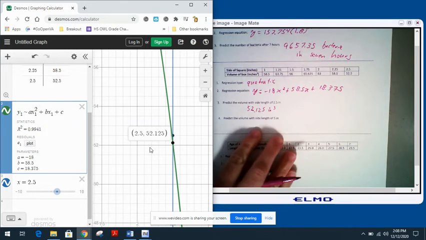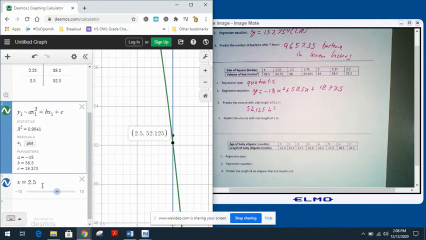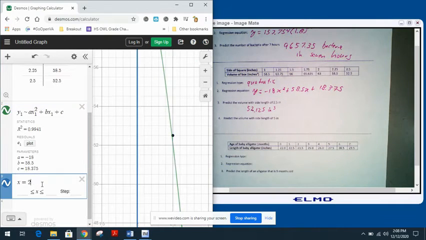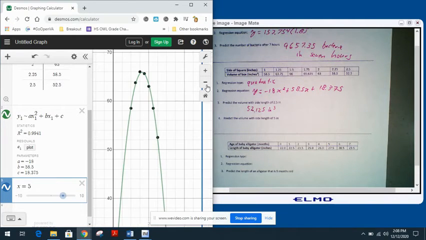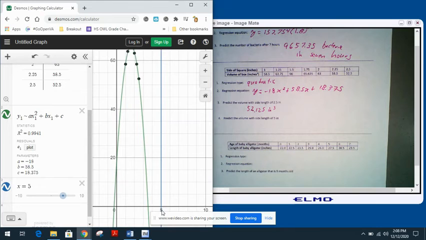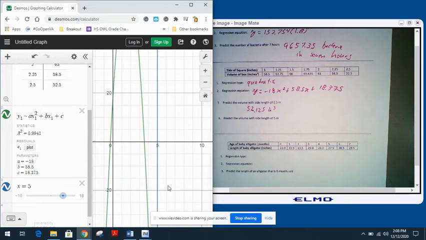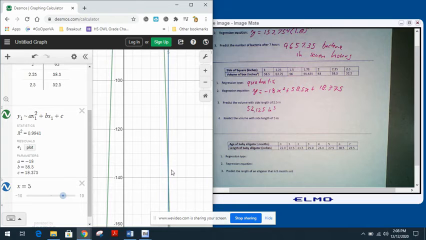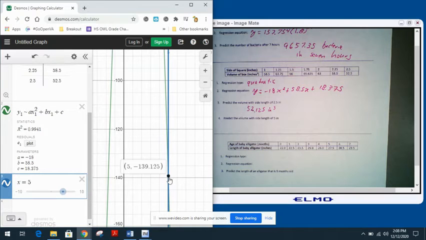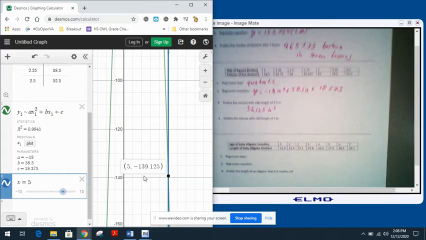And then they want a volume with a side length of 5. So I'm just going to change the 5.25 to 5, and zoom out so we can figure it out. And all of a sudden I realized that I might have an issue. And get negative 139.125. Now think about it for a second. Volume. We can't have negative volume, so this cannot happen.